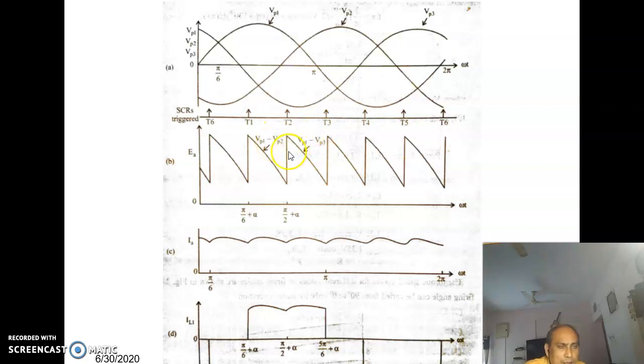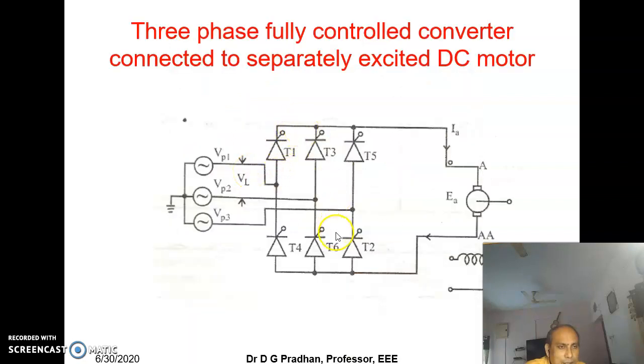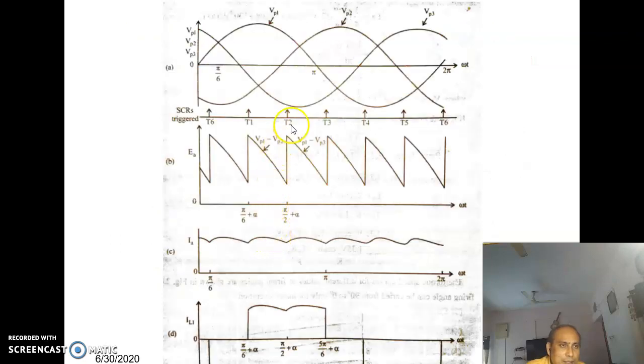So when T1 and T2 are conducting, what will be the output voltage? The SCR T1 is associated with line 1 and T2 is associated with line 3. So when T1 and T2 are conducting, the output voltage is the phasor difference of Vp1 and Vp3. The output line voltage is equal to Vp1 minus Vp3.